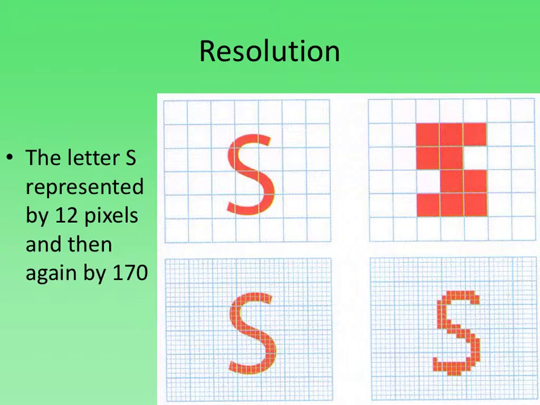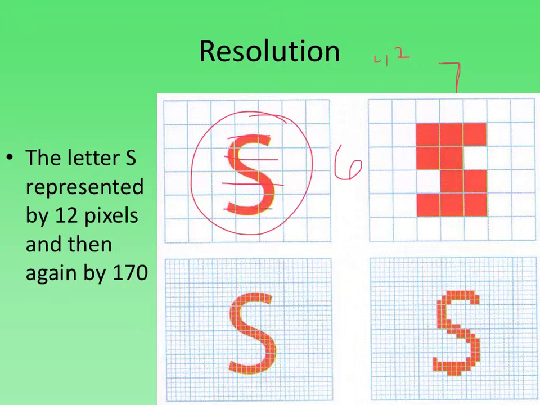So if we look at this a little more closely, here we have an S, and this image here is our actual S. This is what it looks like. If we were to take a picture of that using a CCD array that was 6 by 7, an array of 42 pixels, that S would cover 1, 2, 3, 4, 5, 6, 7, 8, 9, 10, 11, 12 pixels on that CCD.